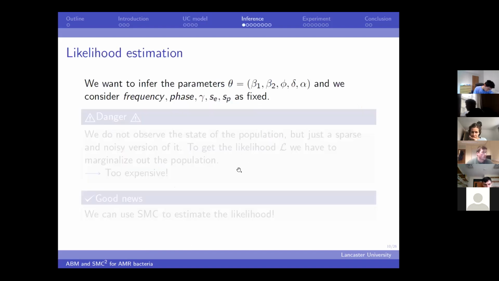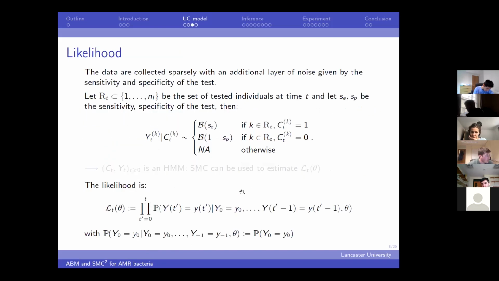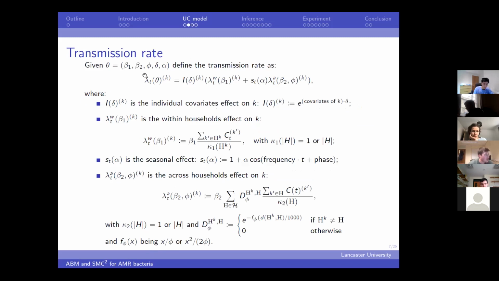So let's now talk about inference. How do we infer the parameters? Maybe I didn't say that properly, but the parameters that we are looking for are beta 1, beta 2, phi, delta, and alpha, where beta 1 and beta 2 are the within and across household parameters. Phi is used in the spatial kernel to control the decay in space. Delta is the covariates coefficients. And alpha controls how we jump from one season to the other.